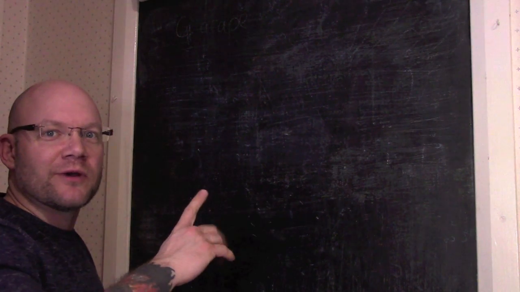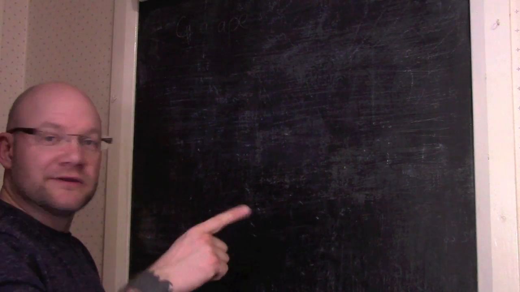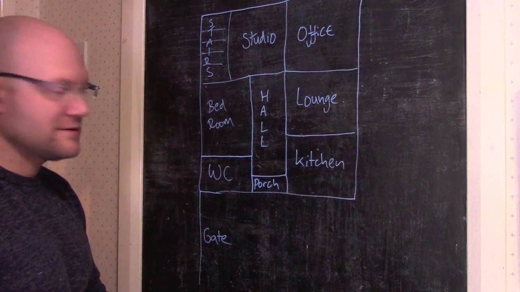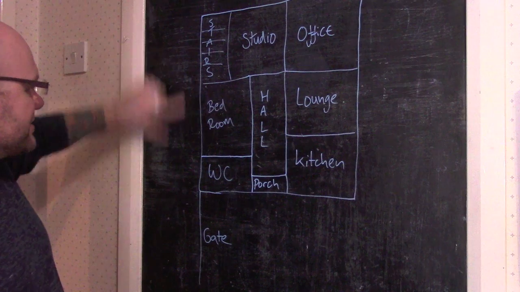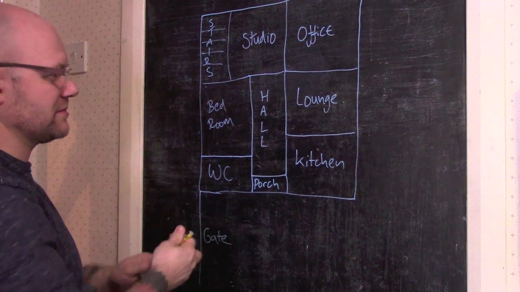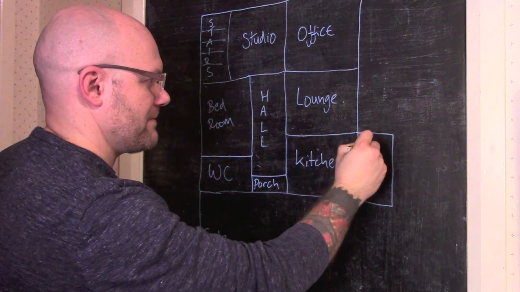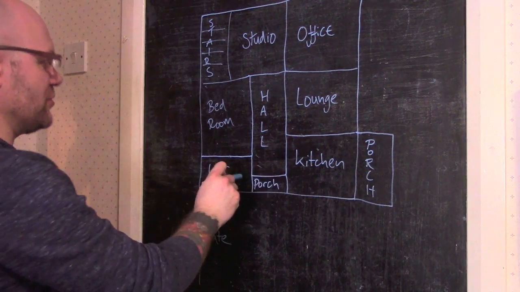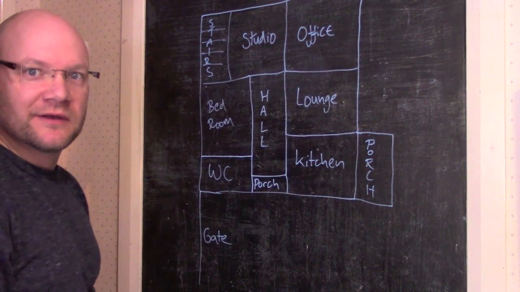So I'm going to quickly draw out a floor plan of the ground floor of the house that I live in, and then show you how this would work. So here is a little floor plan of the ground floor at my house. You've got the front gate, the front garden here, the driveway, a little porch, and another little porch here as well. You've got the porch, the toilet, bedroom, hall, kitchen, lounge, office, studio and the stairs to take you up to the top floor.